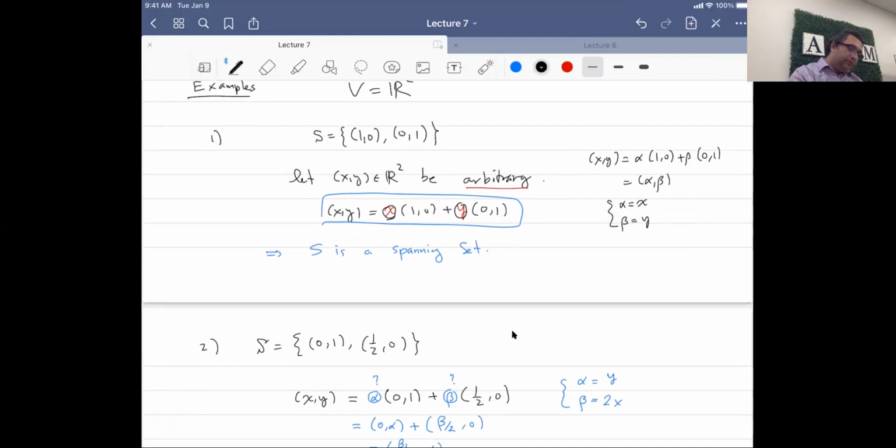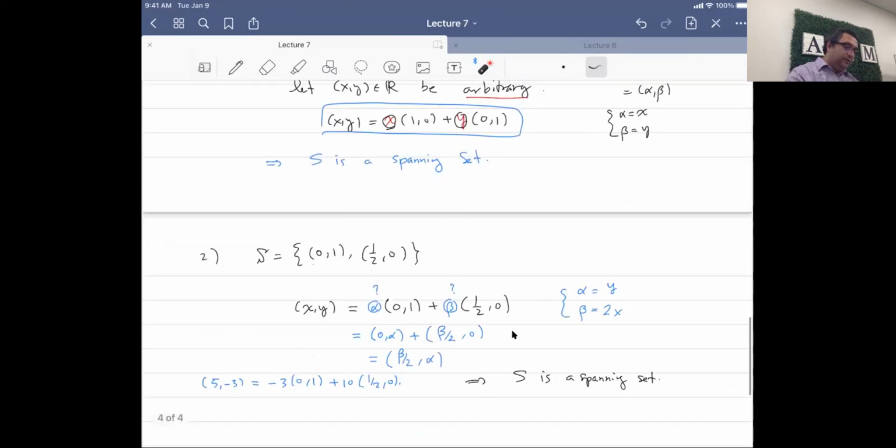I'm just saying this set of two vectors, (0, 1) and (1/2, 0), form a spanning set. So all I need to show is any vector in R2 is a linear combination of these two, which is what I did. I showed that an arbitrary vector is a linear combination of these two by finding these coefficients exactly. And here is an example of how we can do that. We can switch things around, but then I have to switch the entire thing around. The vectors can be switched, but alpha and beta cannot be switched.